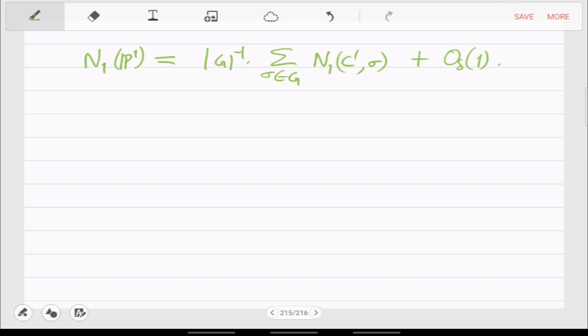Okay. So this is great because of what this is doing. Now you invoke this weak Riemann hypothesis, which is the main theorem which we have to prove in the future. What it says is that N1 C prime comma sigma is something like Q plus 1. I mean, it is at most Q plus 1 plus square root Q.